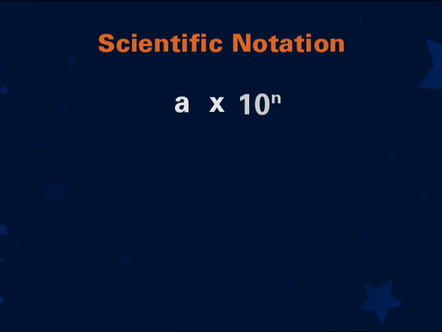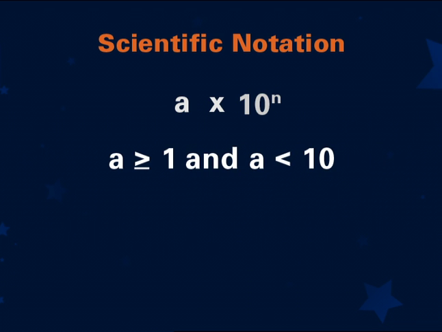Numbers written in scientific notation are products. The first factor of the product is a number, A, that is greater than or equal to 1 and less than 10. The second factor is a power of 10. 10 is raised to some integer exponent called n.